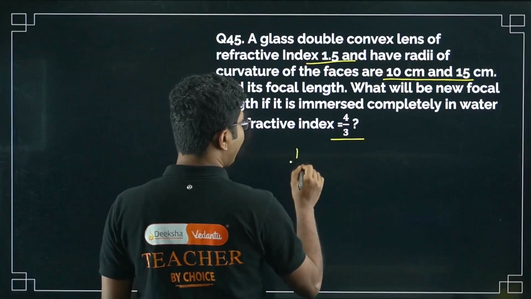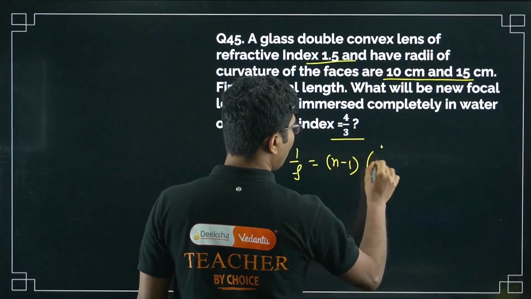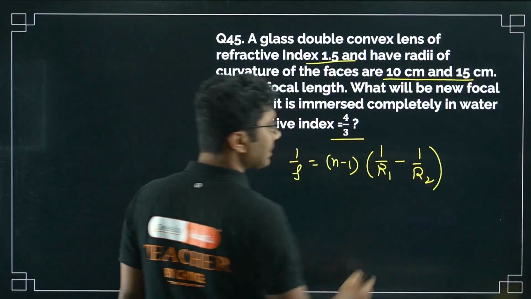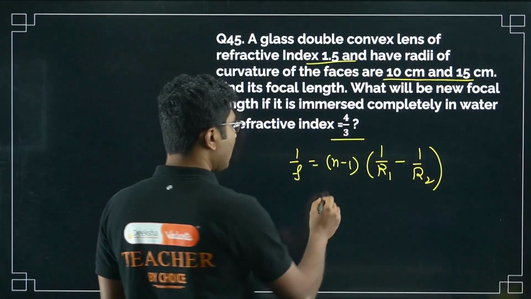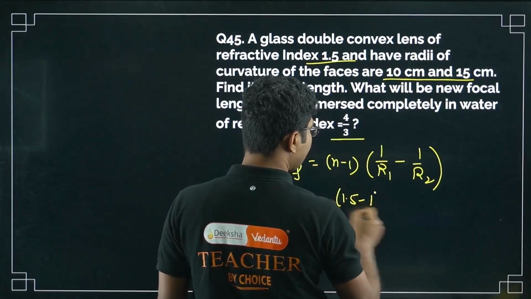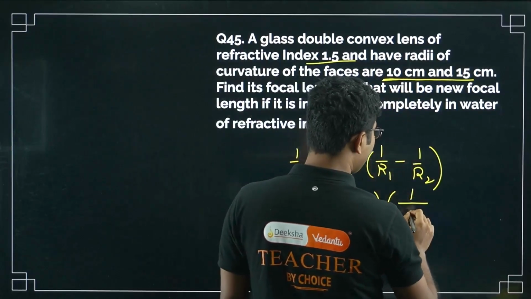So we know that 1/f equals (n minus 1)(1/R1 minus 1/R2). What is this formula? This is Lensmaker's formula. So n is given as 1.5 here. Normally first we have to calculate for air. R1 is plus 10, always remember.